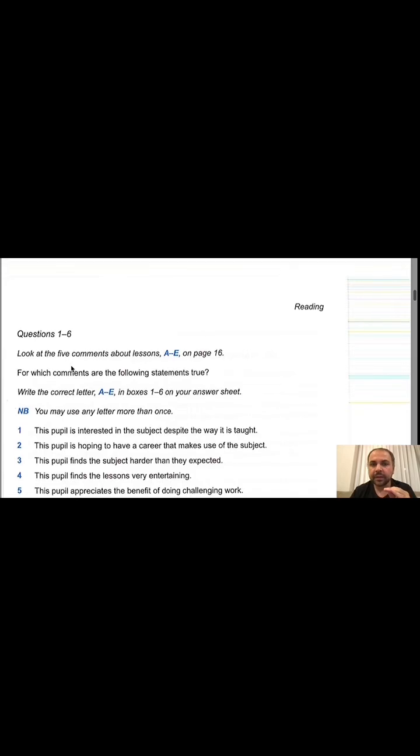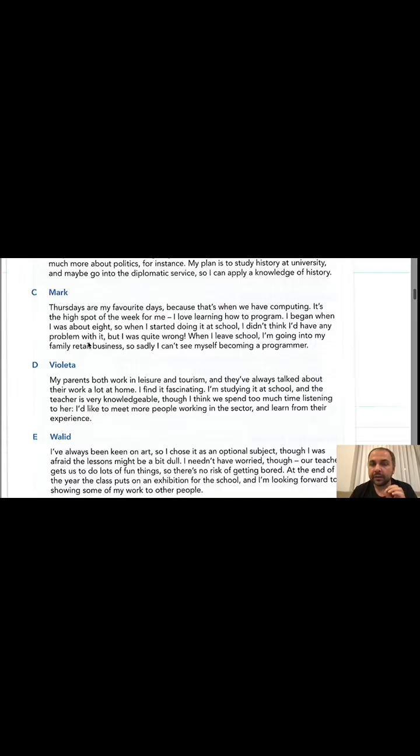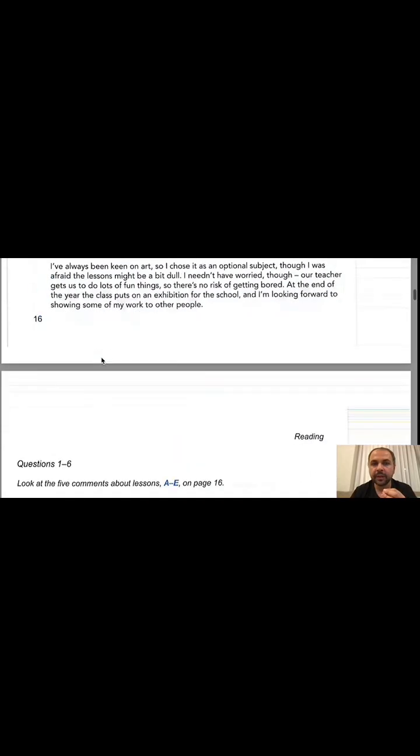Question 3. This pupil finds the subject harder than expected. Now, text C. When I started doing it at school, I didn't think I'd have any problem with it, but I was quite wrong. So the student was sure that the subject was quite easy, but he was mistaken.